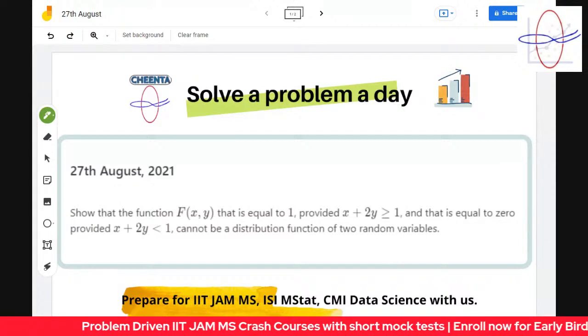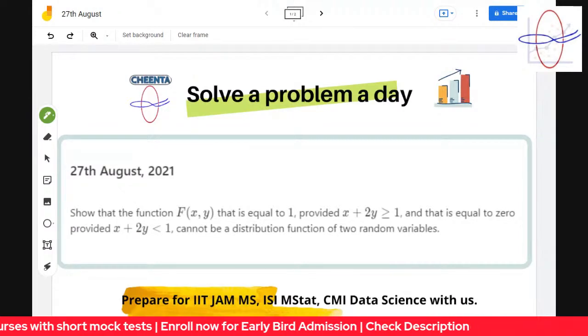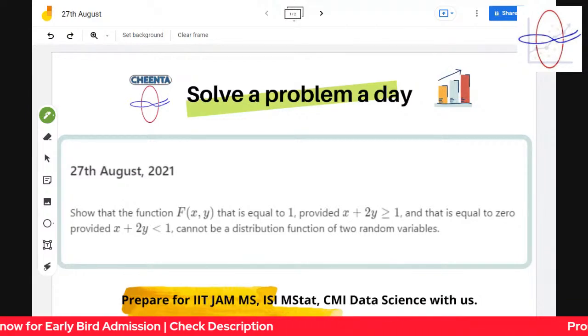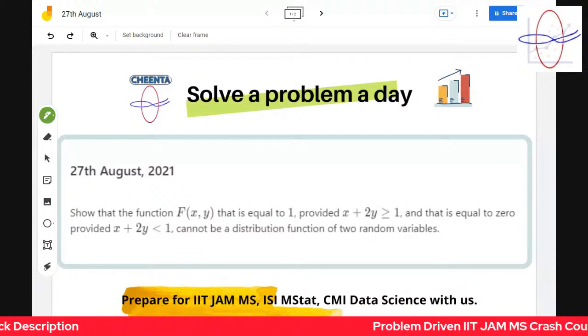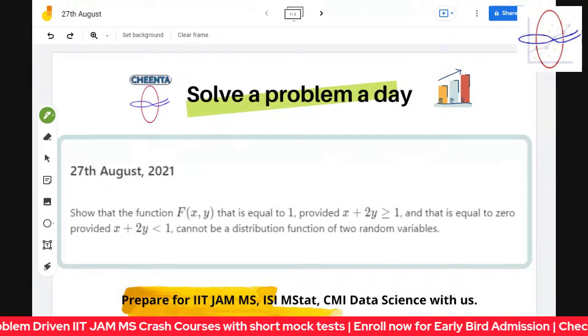So it's a joint distribution problem, and the problem revolves around a very basic fact: understanding whether a real function F of x comma y is really a joint distribution or not. It's just verifying whether a function F of x comma y is a joint distribution or not. That's it. So let's get started with the concept over here.